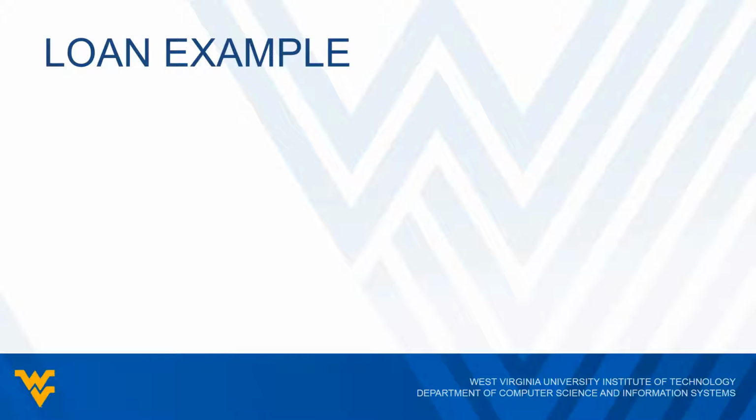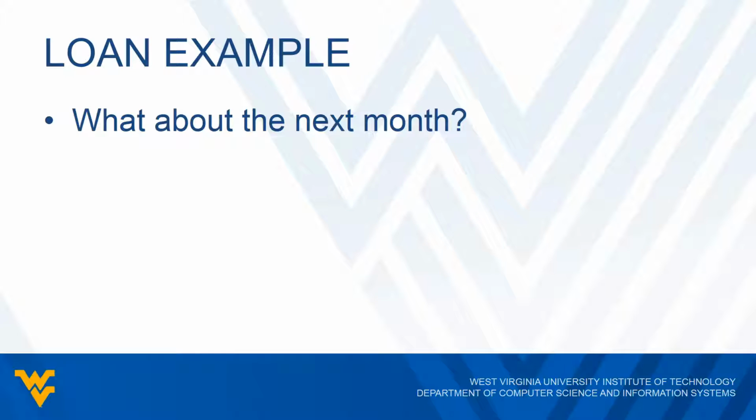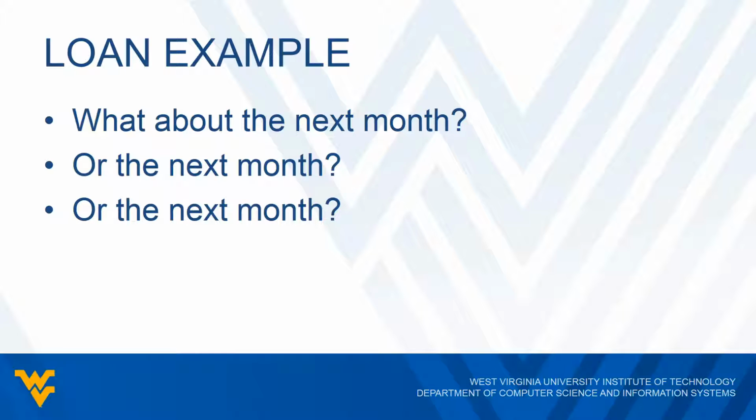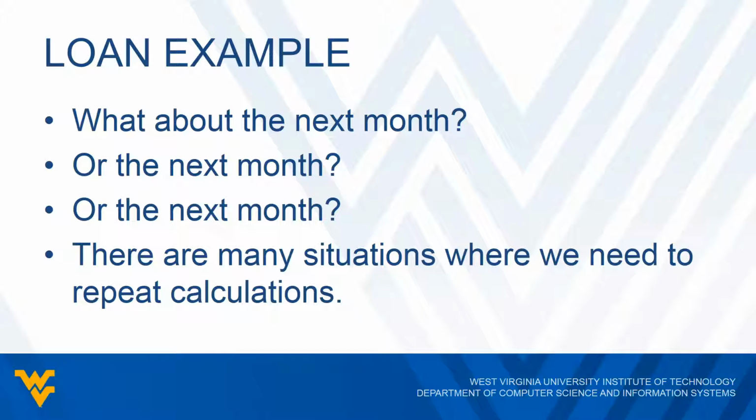So let's say we pay another $250 for the second month. What would be the remaining balance then? And then what about the next month? Or maybe even the month after that, and so forth. You see where I'm going with this? What we find is that there are a lot of situations where we need to be able to repeat calculations. Paying back a loan and figuring out the remaining balance is one such example. So the question for our programs is, how do we write these programs to handle repetitive instructions?